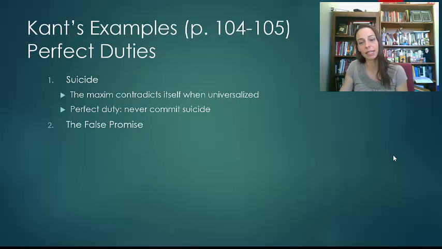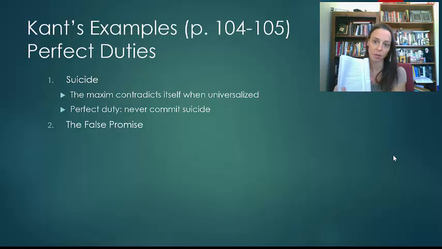The other example that he gives is the example of the false promise. And this is going to tell us why Kant thinks all forms of dishonesty and lying are wrong. So in this example, number 2 on page 105, he says, another man finds himself driven by need to borrow money. He knows very well that he will not be able to pay it back, but he sees too that nobody will lend him anything unless he firmly promises to pay it back within a fixed time.